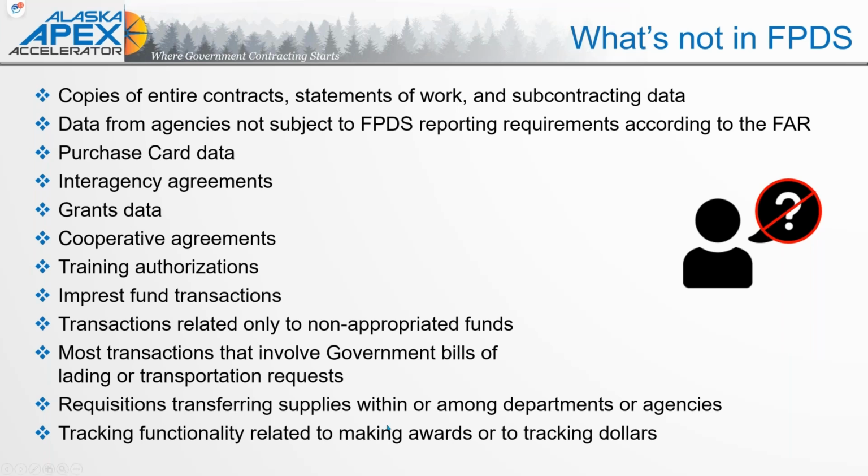All right, so just as a reminder, there's a lot of great information in FPDS, but let's talk about what's not in FPDS. I'm not going to go over that whole list, but the one thing I do want to pull out, this very first bullet, is copies of entire contracts, statement of work, and subcontracting data. What you're going to get from FPDS is the awardee information, the agency that awarded it, the award type, and whatever description.